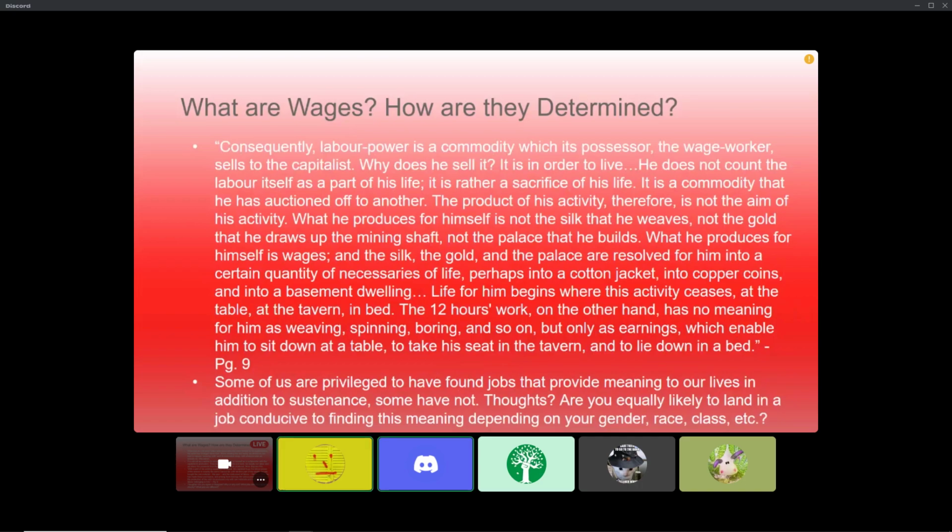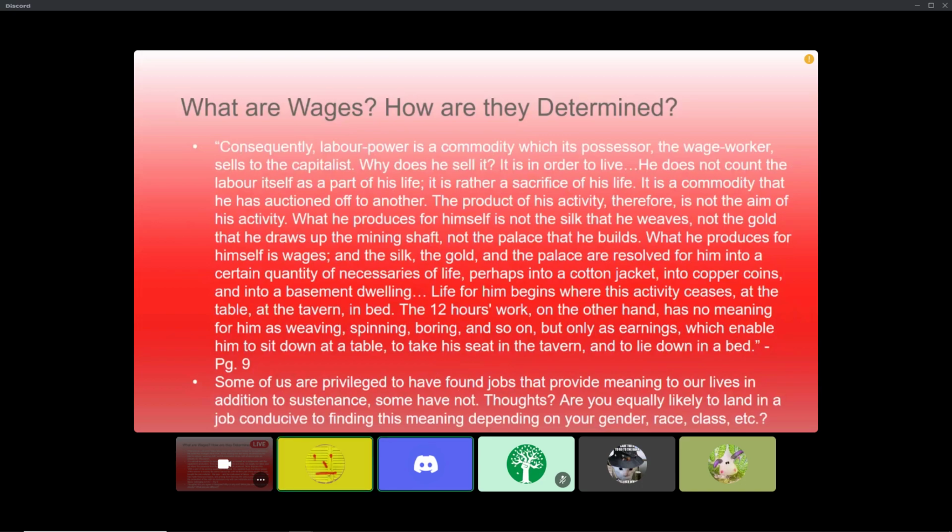So some of us are privileged. One of my thoughts going right off this was that some of us are privileged enough to have found jobs that provide meaning to our lives. Marx is saying labor has no meaning, zero meaning can be extracted from the labor, and he's talking about labor in its most base form. When I was working at UPS, I didn't derive too much meaning from picking up boxes and putting them in the back of trucks. But some of us are privileged to have jobs that provide some level of meaning to our lives in addition to sustenance. I know my dad really enjoys his engineering work and it really gives him satisfaction in his life. So, what are our thoughts?